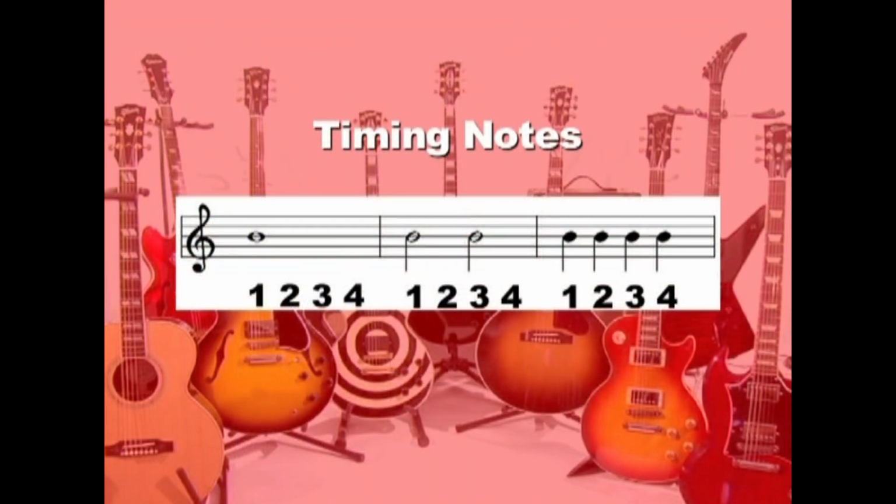There are many different timing notes. For starters, the whole note equals 4 beats, or 1 whole measure in 4/4 timing. The half note equals 2 beats. The quarter note equals 1 beat. These notes and timings will be explained more thoroughly as they are used throughout this video.